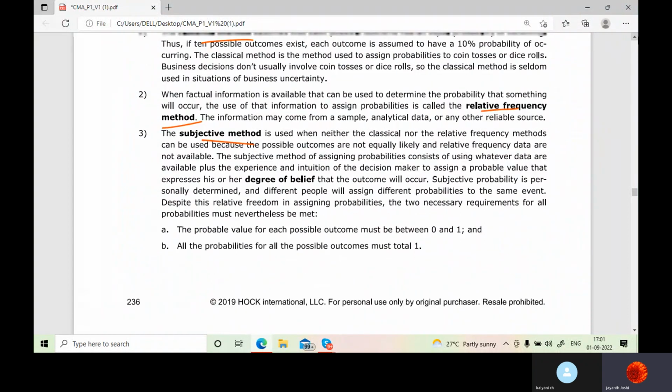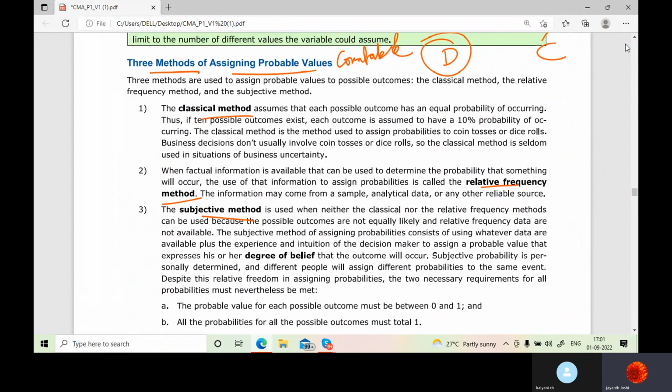Now, three methods here. The classical method assumes that each possible outcome has an equal probability of occurring. Yes, every outcome, like a coin: the occurrence of head is 50%, the occurrence of tail is 50%. Correct? Factual information is available when you have some information that can be used to determine the probability that something will occur. The use of that information to assign probabilities is called the relative frequency method. Yes. So you have some facts.